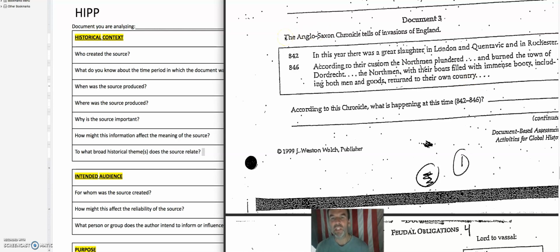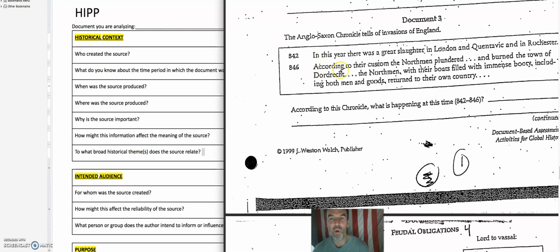When we look at this, we can clearly see that this was created from the English point of view. It was created by the Anglo-Saxons. So this document is giving us the point of view from the English side, not from the side of the Vikings. At this time period, we also don't have a lot of sources. So this becomes a source that we rely upon, but we also need to think about it within the context of it being just one side.